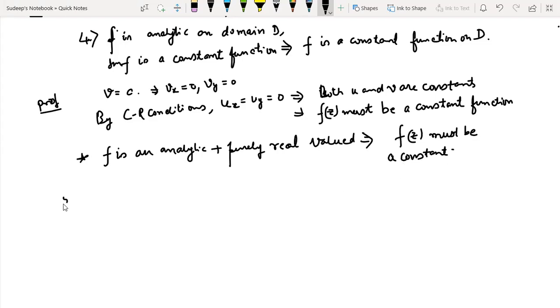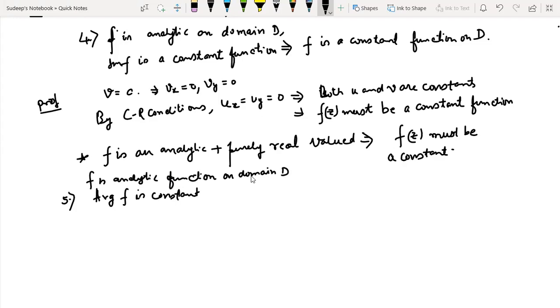Now another question, another thing I'm writing. What if the argument of f is a constant function? Obviously, if f is an analytic function on domain D and the argument of f is constant, then f is a constant function on D. This is an important result again. See how to prove it.